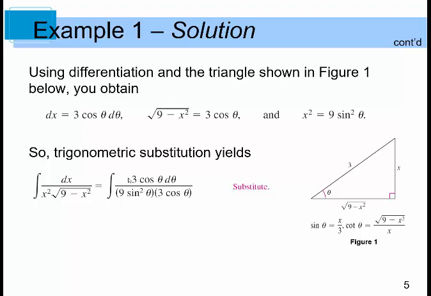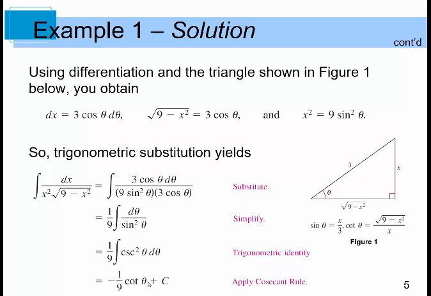If you notice here, what cancels out? The 3 cosine of theta. It's gone. I'm going to factor out the 9 in the bottom, so I have 1/9 the integral of d theta over sine squared theta. Well, 1 over sine is cosecant. So 1 over sine squared becomes cosecant squared theta. So this is the integral now of 1/9, the integral of cosecant squared theta d theta. Well, that's incredibly easy to integrate. The integral of cosecant squared theta is just negative cotangent of theta.